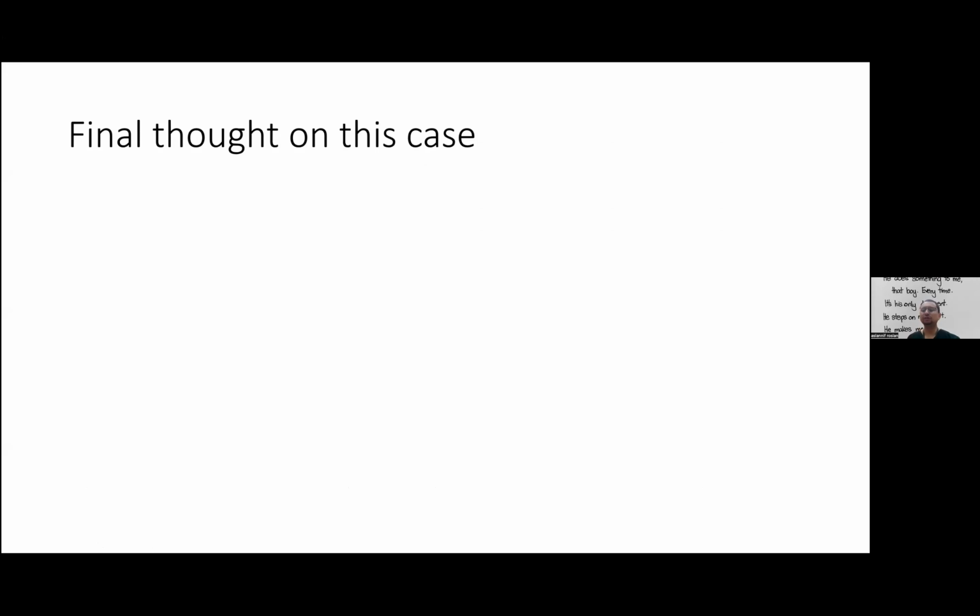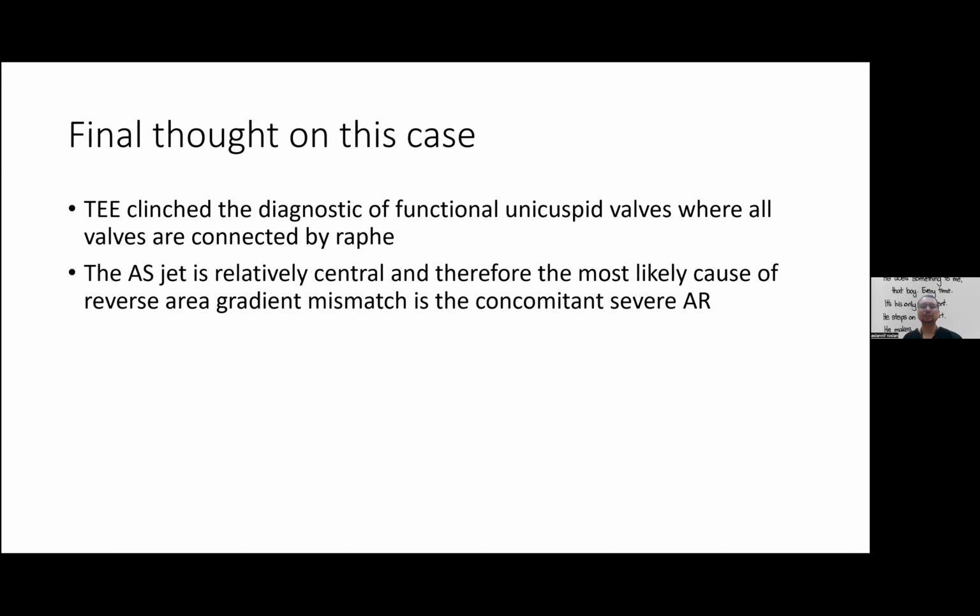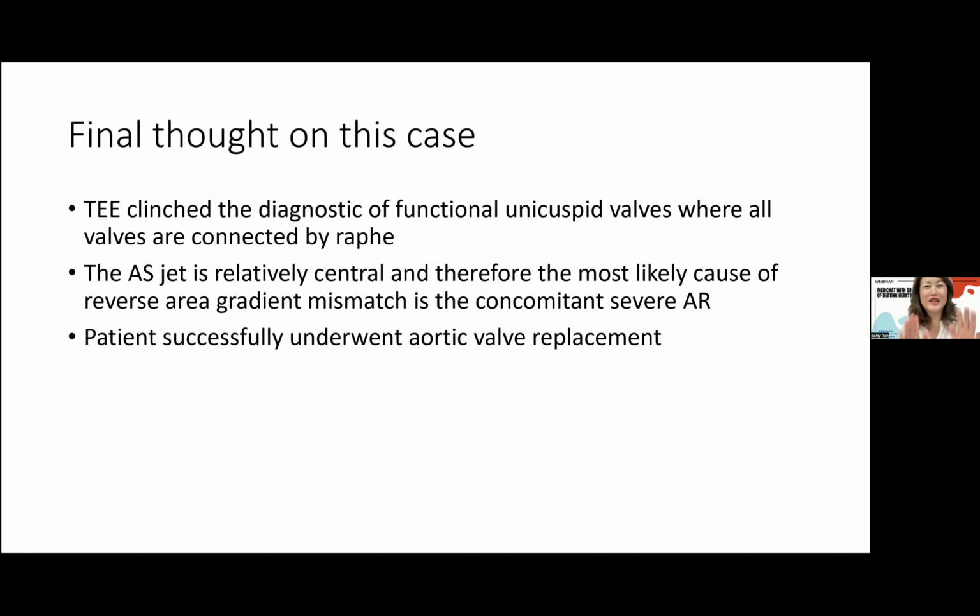So my final thought on this case: the key is that TEE clinches the diagnosis of a functional unicuspid valve, where all the leaflets are connected by raphes. The aortic stenosis jet is relatively central, and therefore the most likely cause of reverse area gradient mismatch is the concomitant severe aortic regurgitation. The patient successfully underwent aortic valve replacement. So for example, if you had not done the TEE and were as confident as me, you would think it's a tricuspid valve, and you may make a diagnosis of, let's say, chronic rheumatic heart disease.